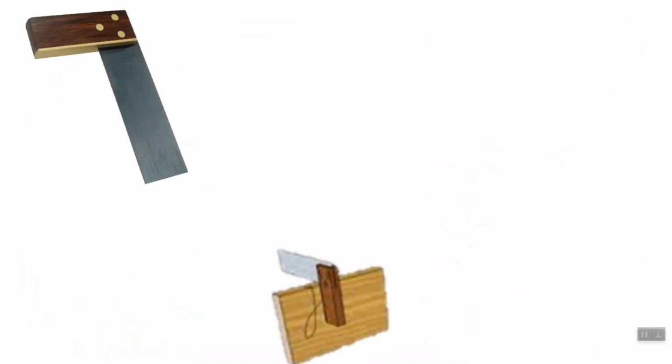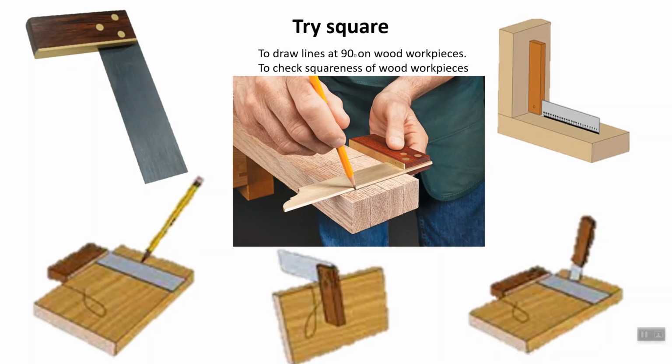Another measuring and marking tool we have is what we call the tri-square. The tri-square is made up of a wooden part here, which is called a stock, the wooden stock. And here you have a steel blade.